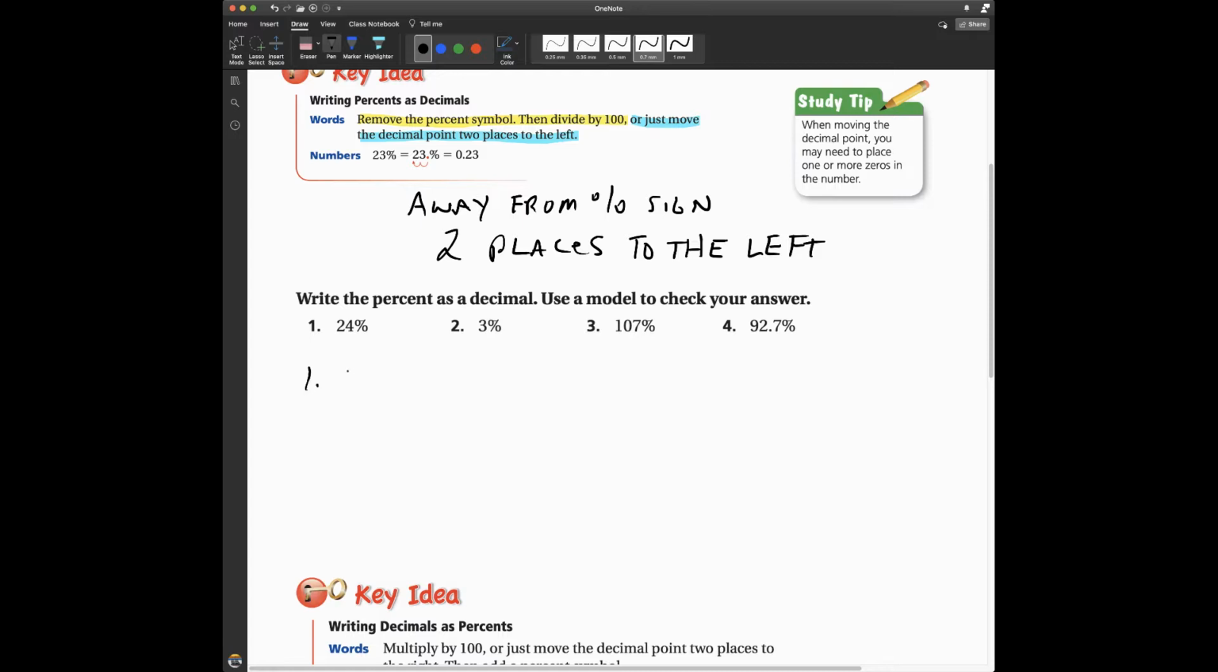For number 1, I have 24%. It says remove the percent symbol and then move the decimal 2 places to the left. Where would the decimal have been in 24%? It would have been right there. So it would be right here, and I go 1, 2. I'm going to put it there. So this would be 0 and 24 hundredths, or 0.24.